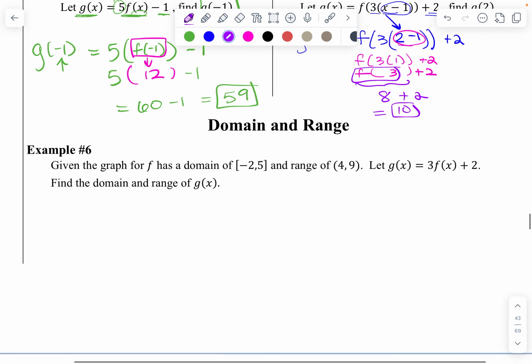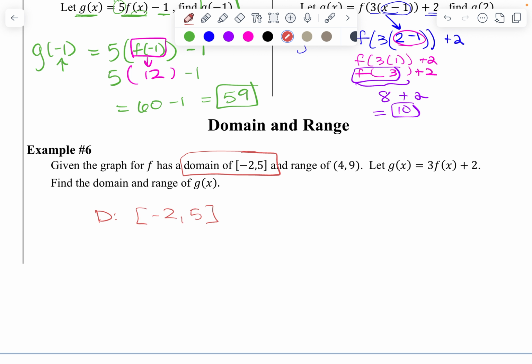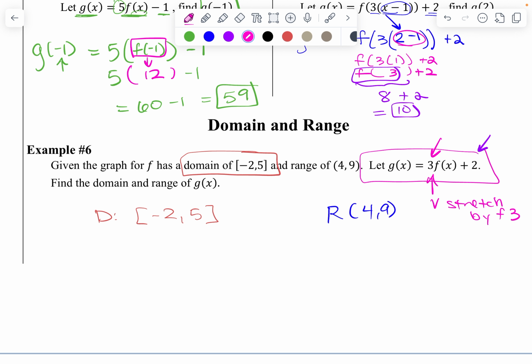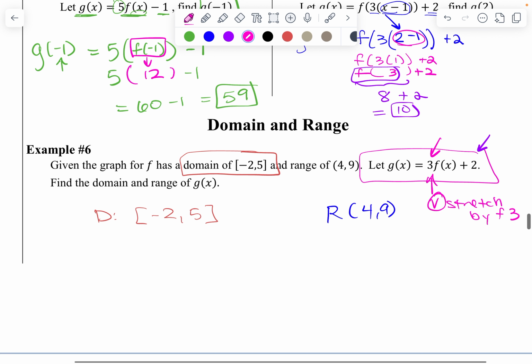All right, last one. Let's talk about the domain and range. So the domain goes from -2 to 5 inclusive, and the range goes from 4 to 9 non-inclusive. If g of x equals 3 times f of x plus 2, this means a couple different things. Remember, this 3 means that it's going to be a vertical stretch by a factor of 3. That means, if we're dealing with vertical, everything is y values. So this means that y values multiply by 3.